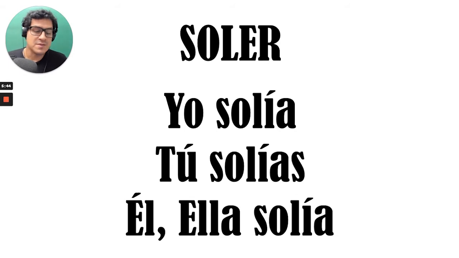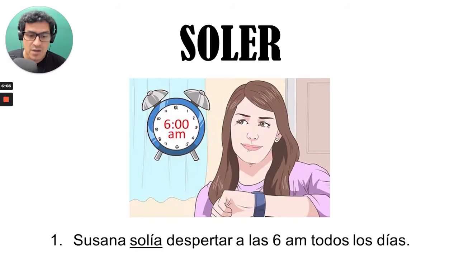For the sake of this video, I'm just taking the first 3 conjugations, but you know that we need to conjugate soler for nosotros, ustedes, ellos, ellas, vosotros, etc. But here, yo solía, tú solías, él, ella, solía, just so that you understand how the imperfect tense works. Let's take a look at this first example.